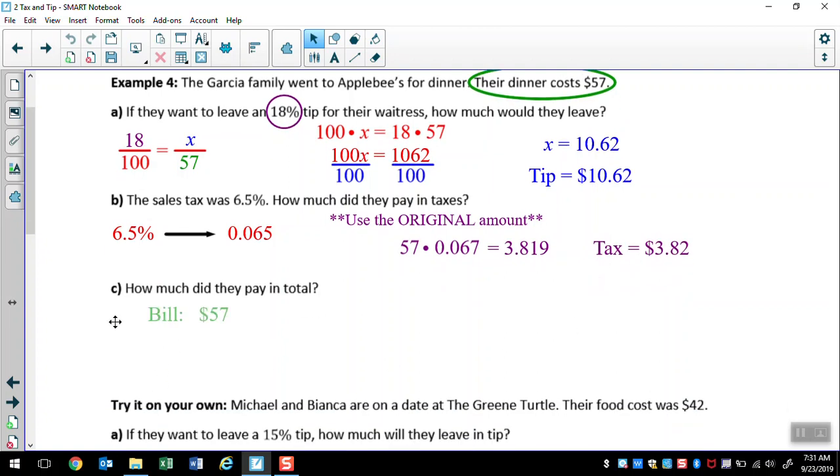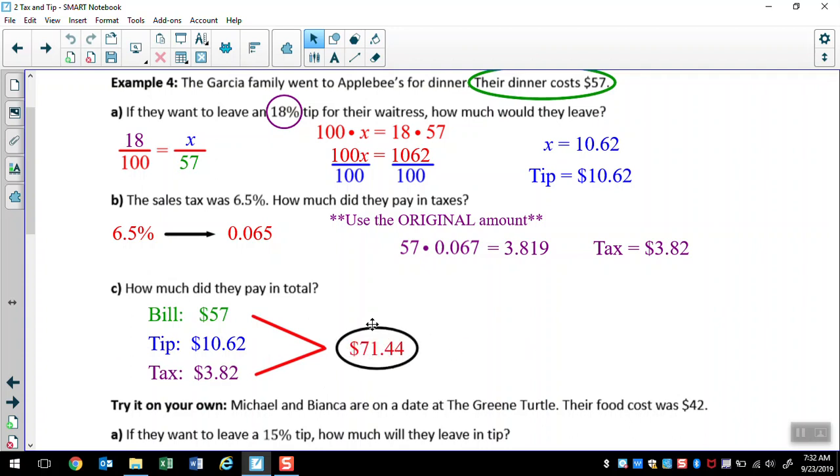Now, how much do they pay in total? The bill was $57, the tip was $10.62, and the tax was $3.82. Now we can add those all together, and we get $71.44. And there's our final answer. So the key thing here is when you figure out your tip and your tax, you base both of them on the original amount. They both have to be based on the original amount.